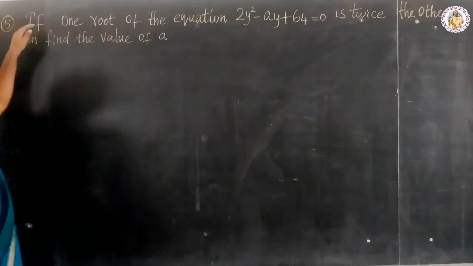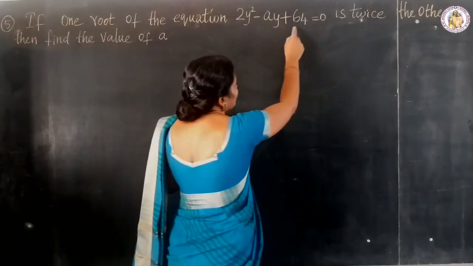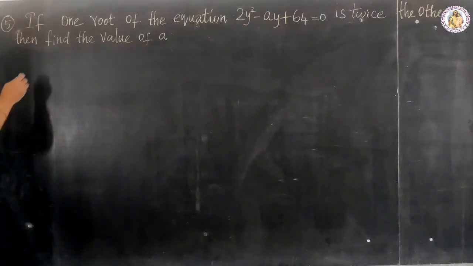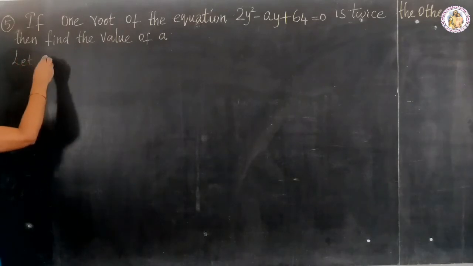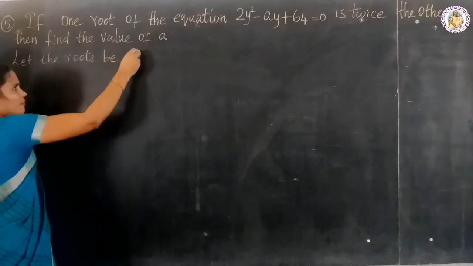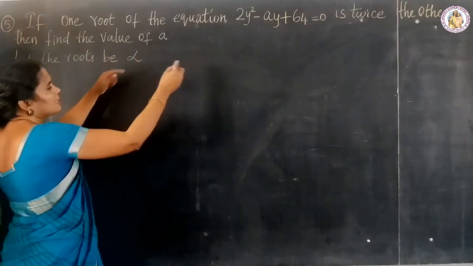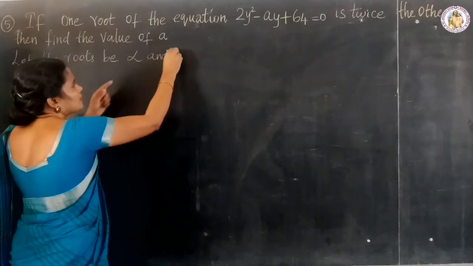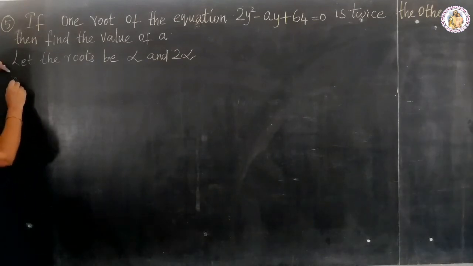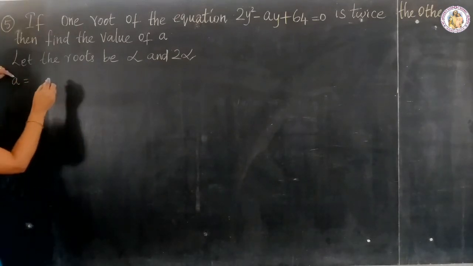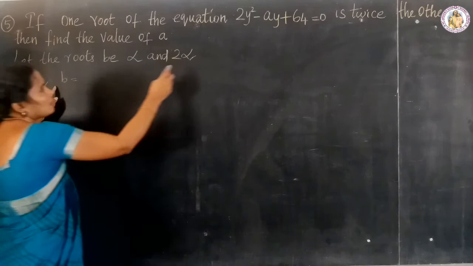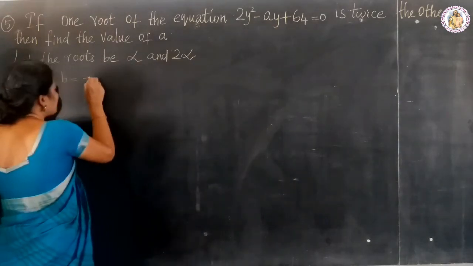Question number 5. If one root of the equation 2y square minus ay plus 64 is equal to 0 is twice the other, then you have to find the value of a. So now let the roots be alpha, and it is given as twice the other, so twice the other, that is 2 into alpha again. Okay, now from the equation let us find the values of a, b and c. Here a is 2 and b is equal to minus a and c is 64.